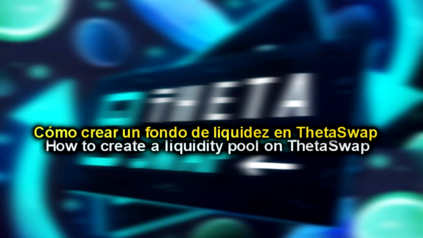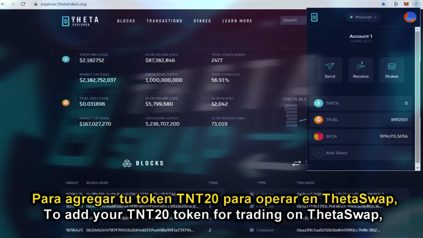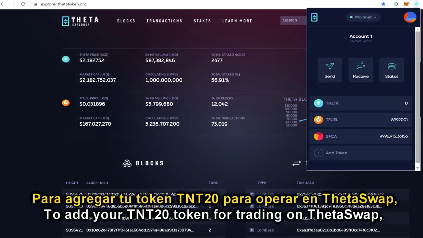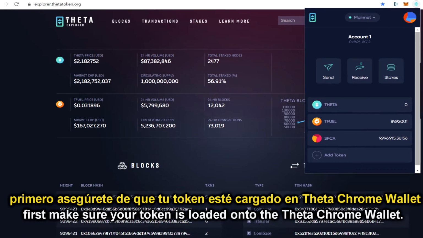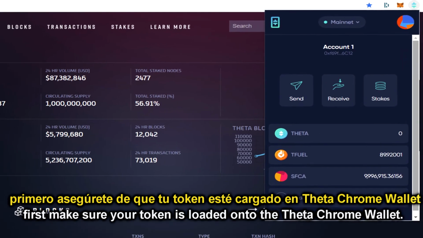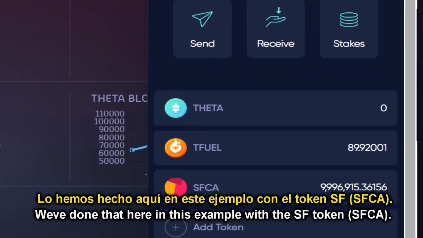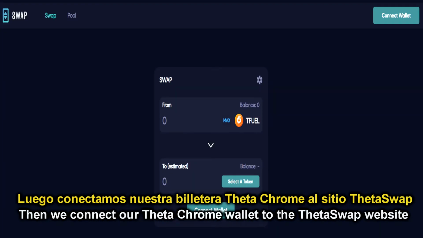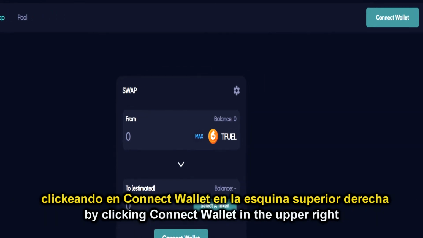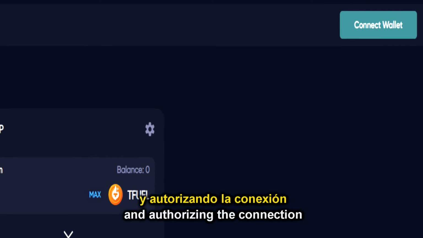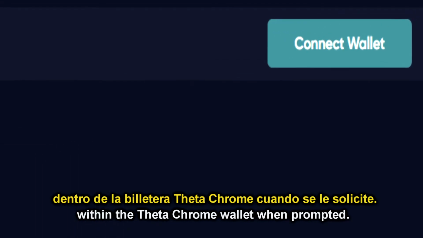How to create a liquidity pool on ThetaSwap. To add your TNT20 token for trading on ThetaSwap, first make sure your token is loaded on the Theta Chrome wallet. We've done that here in the example with the SAFE token. Then connect your Theta Chrome wallet to the ThetaSwap website by clicking Connect Wallet in the upper right and authorizing the connection within the Theta Chrome wallet when prompted.